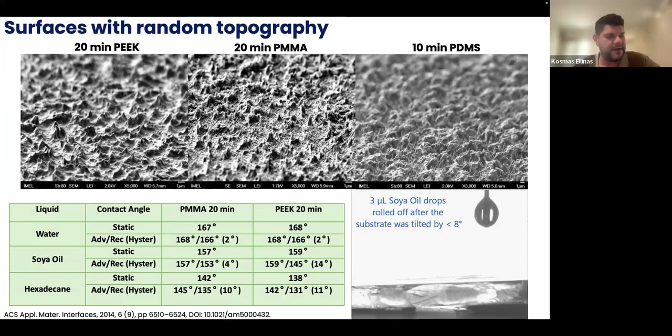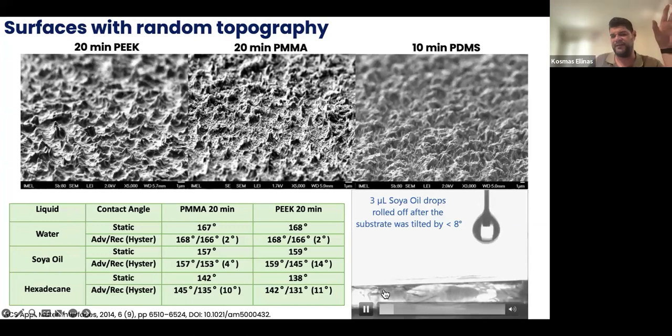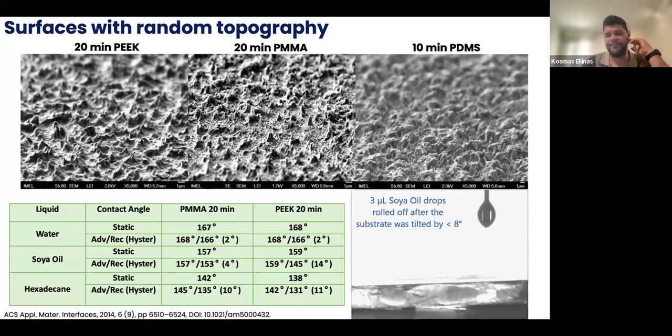Soya oil has a much lower surface tension value, which makes it much more difficult for a surface to repel. But you can see here that even for this kind of liquid, the surface remains unwetted.